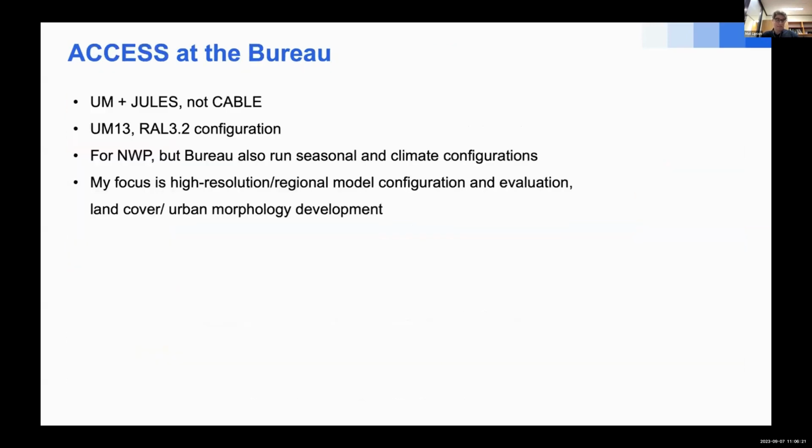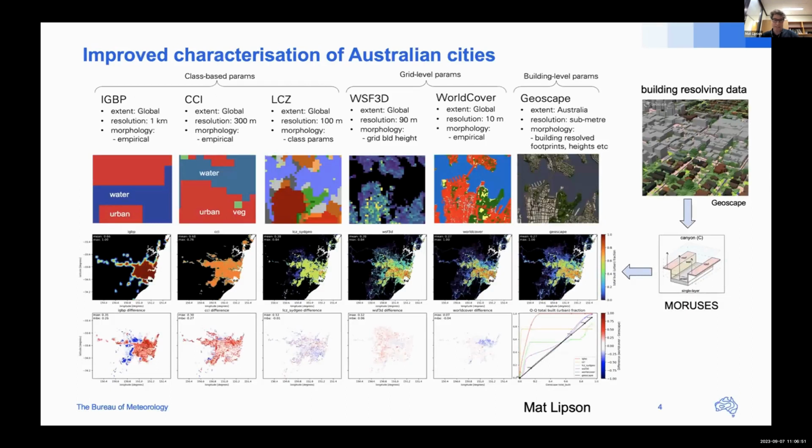Just a reminder that at the Bureau, when we talk about ACCESS, we're talking about plus JULES. We don't have CABLE in our ACCESS models. We're using the latest regional atmosphere and land configuration, version 3. The configurations I'm presenting are numerical weather prediction models, but we're also running seasonal and climate configurations. My focus again is high resolution regional model configuration and evaluation, land cover, and urban morphology development. On that last point, this is work I've been doing for the last 12 months or so to try and improve the characterization of Australian cities in our models.